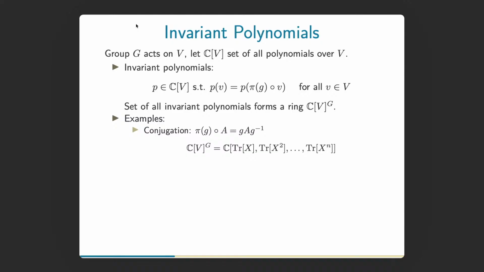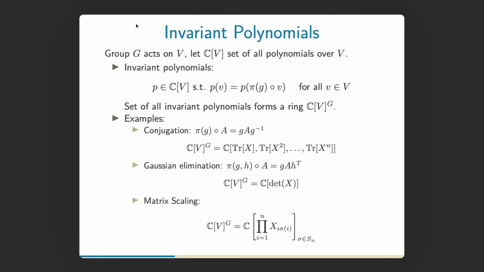The proof is similar to the case where I act by permuting coordinates: the elementary symmetric polynomials or the power sum polynomials generate all the symmetric polynomials, and symmetric polynomials are the invariant polynomials as well. Does that make sense? So for conjugation, this is the ring of invariants. And if I do Gaussian elimination, I only have one determinant, and any other invariant has to be a polynomial of the determinant. And for matrix scaling, all the invariants can be generated by the permutation monomials that we talked about. So this is kind of cool.